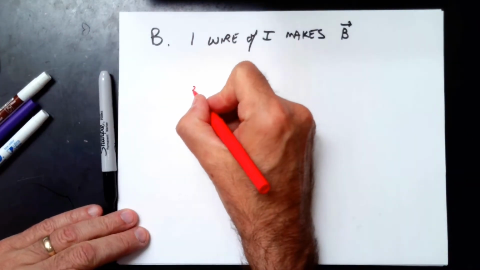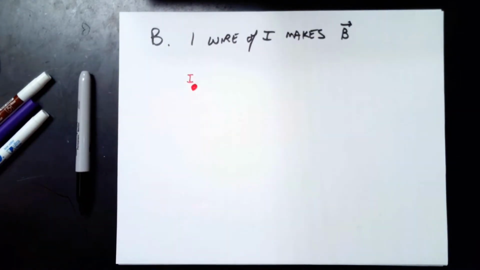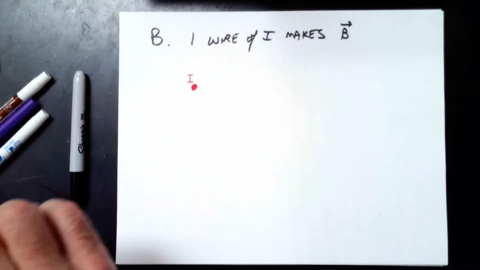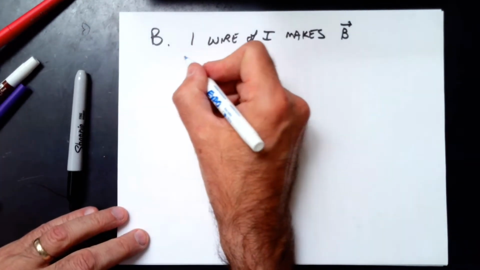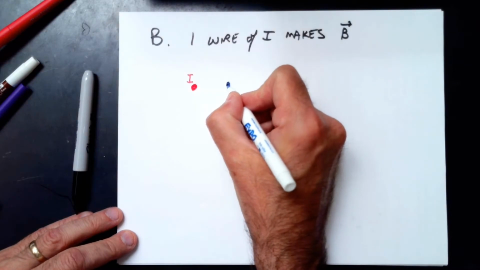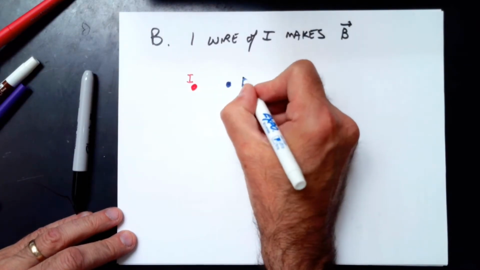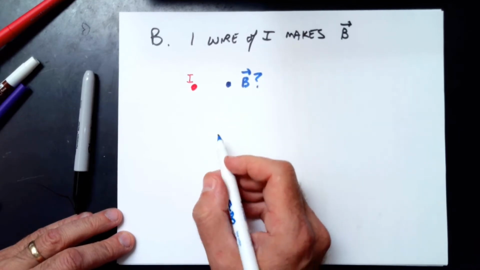Well, first, here's the I. We'll draw it as a dot. Okay, coming at us. The current is coming at us out of the page like this. And we already know what kind of field that makes. We draw circles, but what exactly does that mean? So we draw a dot here, and we want B at that dot.